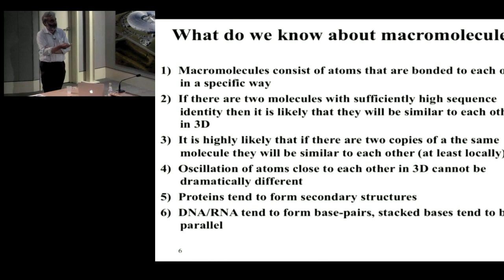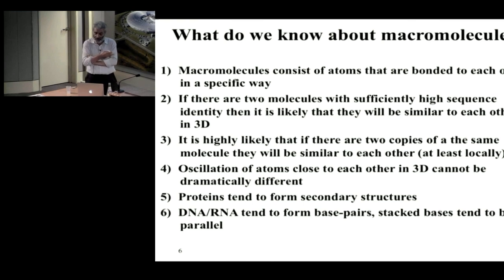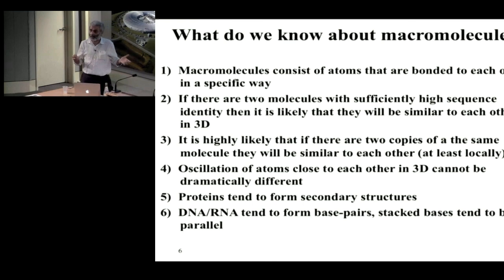What do we know about macromolecules? We know that macromolecules are chemical compounds. By definition, if they are chemical compounds, they consist of atoms. Atoms are bonded to each other, so we can use that information to stabilize refinement.